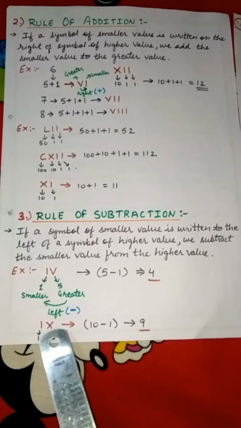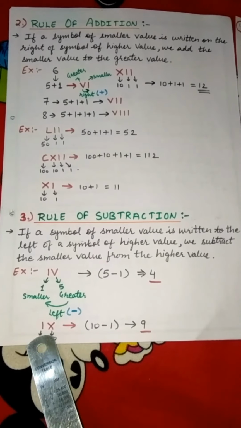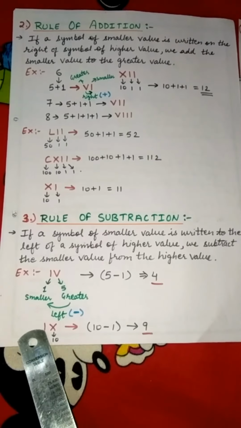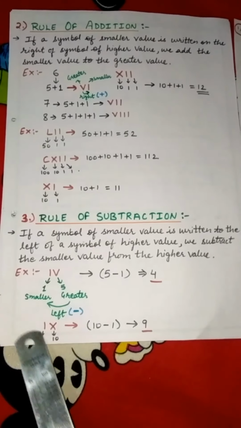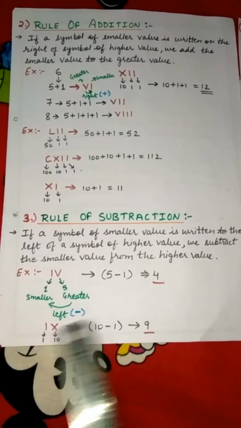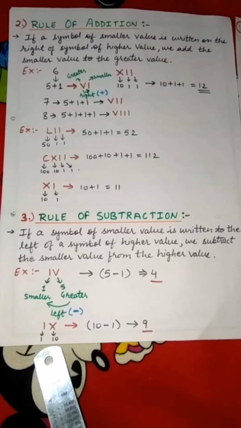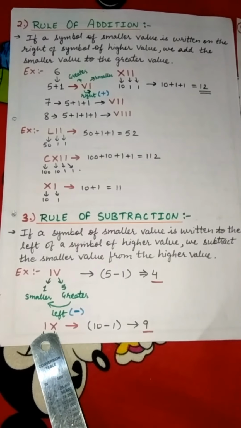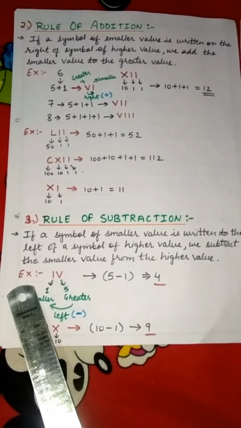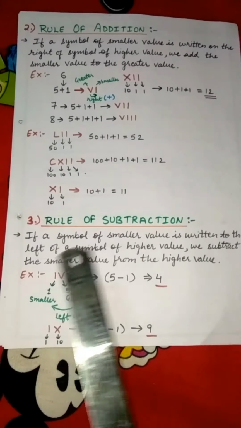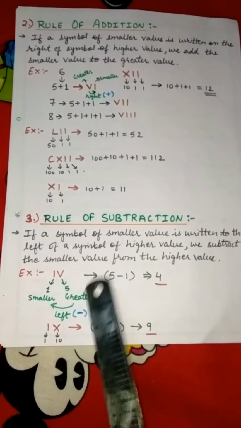Similarly, if I have to write 9, 9 is written like this. X, we will write 1 I before X. If I is written before X, this shows subtraction. 10 minus 1. So this will become 9. So this is the symbol of 9. That means whenever anything is written on the left of greater symbol, it will be subtracted, and if it is written on the right of greater symbol, it will be added to that.